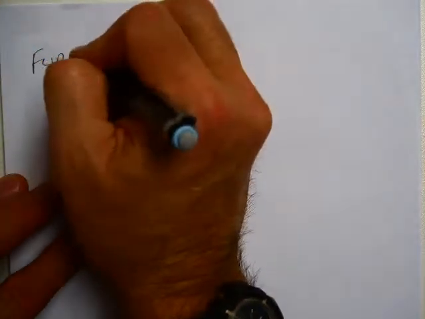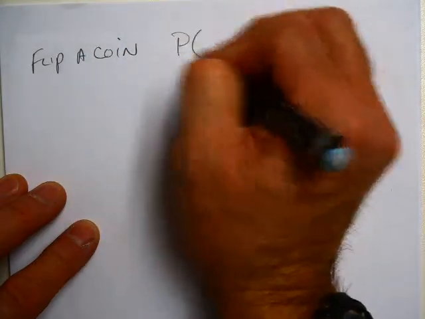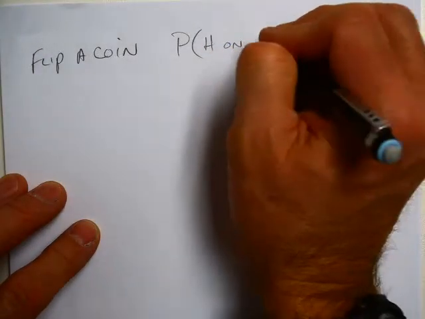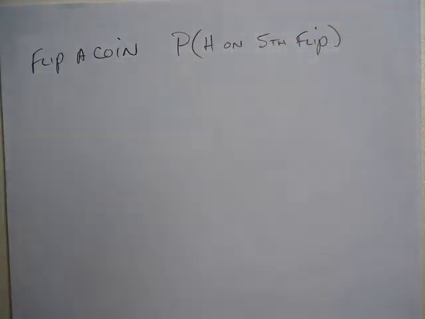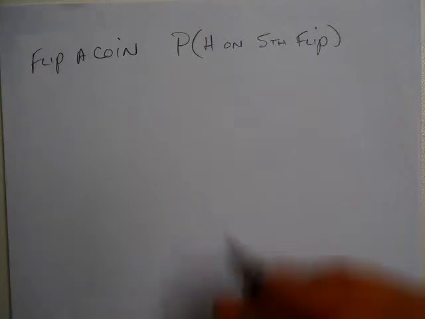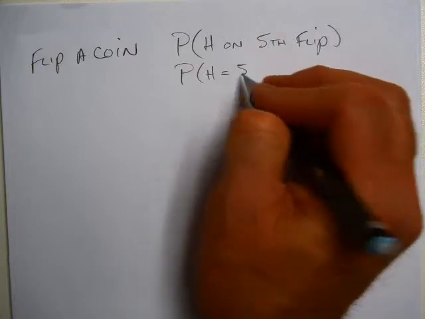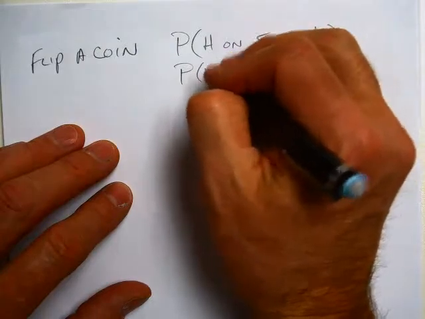All right. If we flip a coin, what's the probability that we get heads on the fifth flip? So the way the book would probably ask this is probability that H equals 5, or rather, they're using Y for this, where Y is the event that you want to occur.